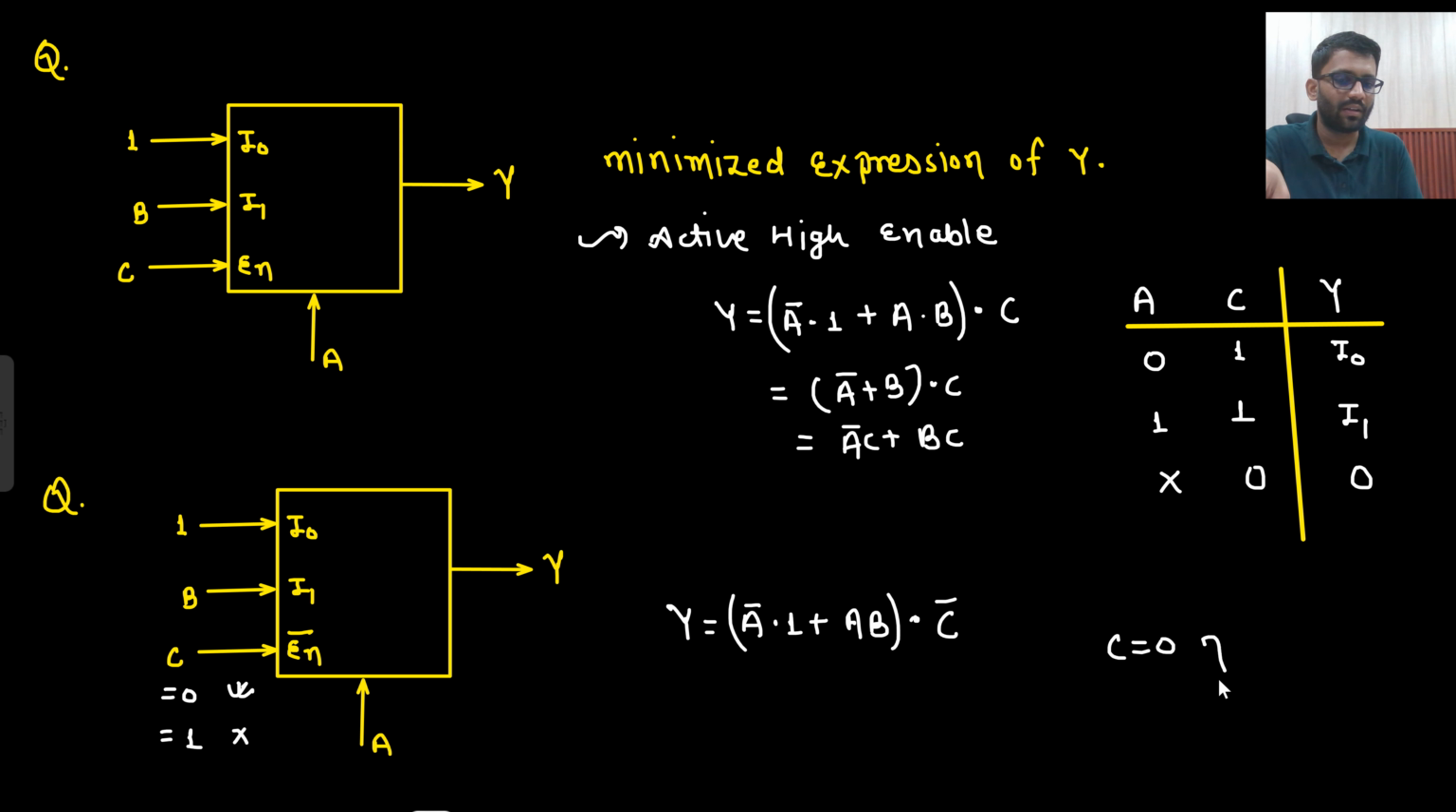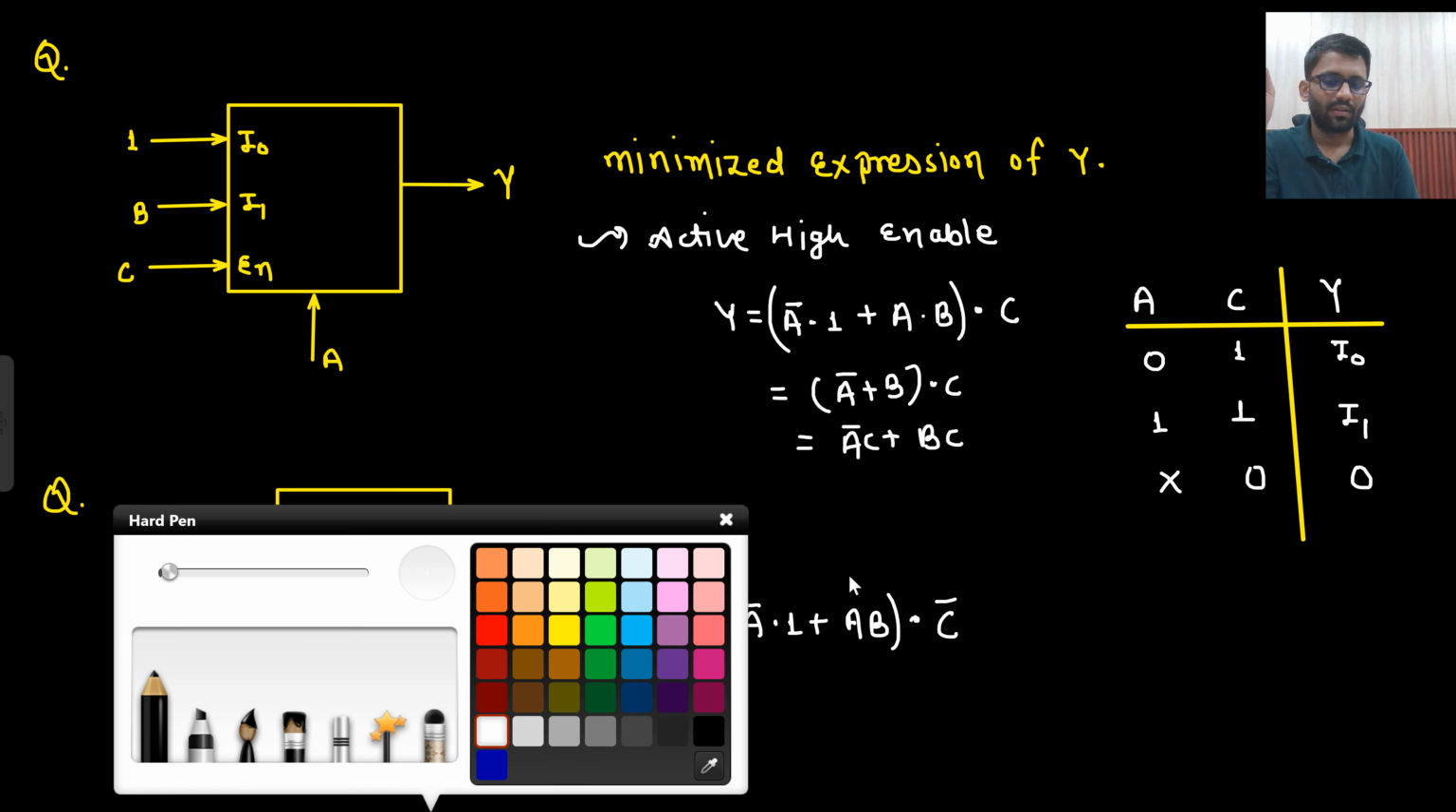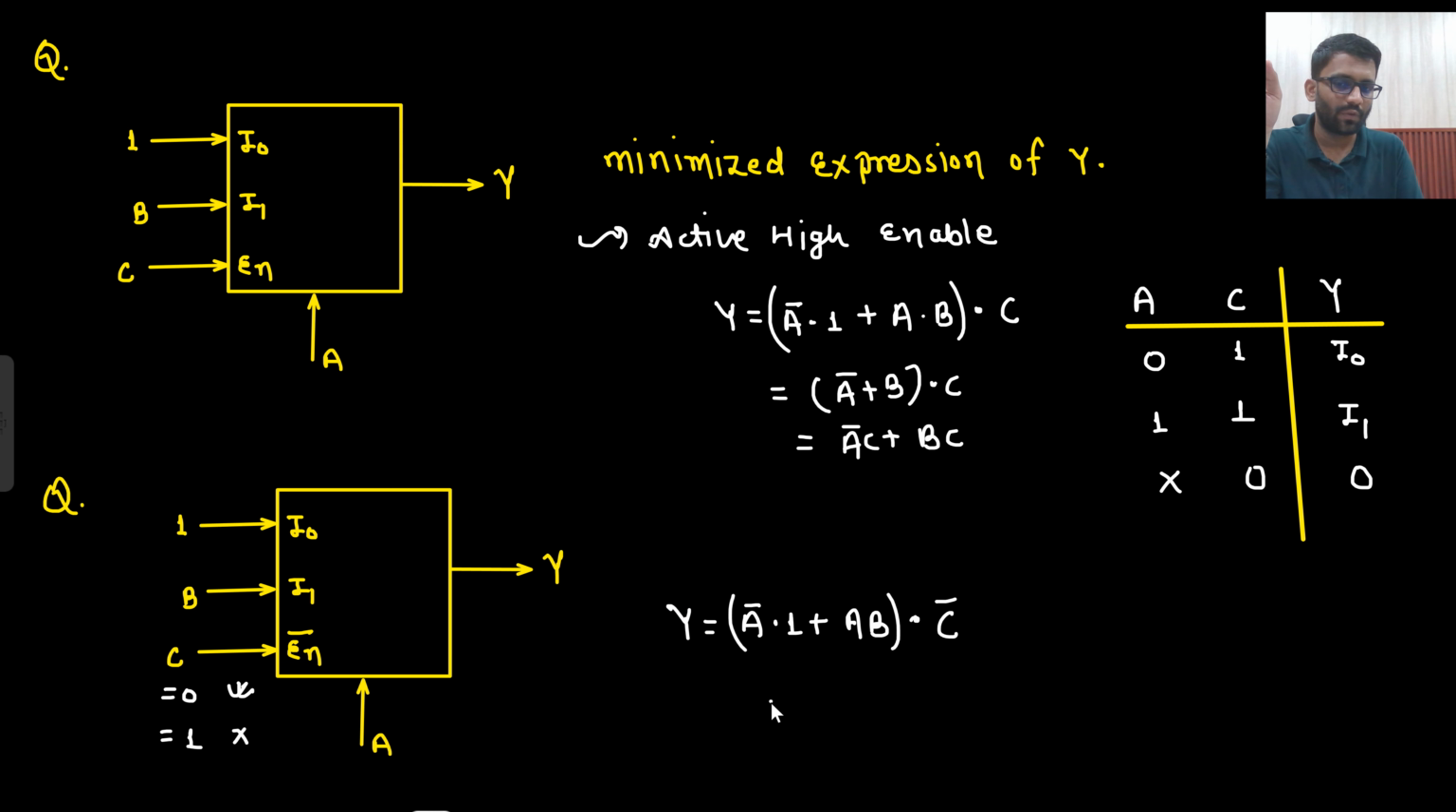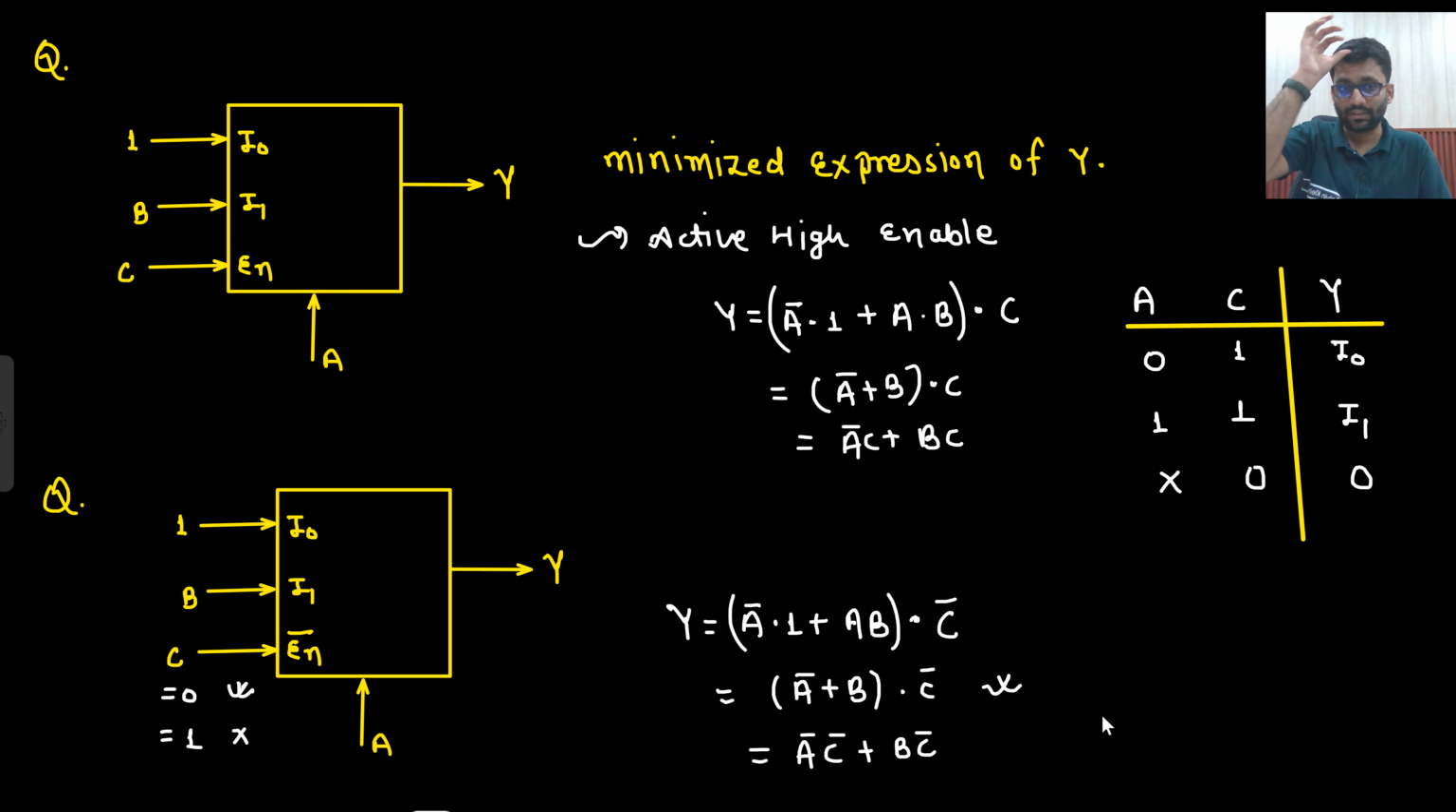So C equals 0 in min terms, how will you write it? C bar. So (A bar plus AB) dot C bar. And here also, if you put C equals to 0, what will you get? A bar plus AB, C equals to 0, so C bar will be 1. So this is what you get, and this is what you want. If C is 0, your circuit should be working. So here you will write C bar. Okay, and how can it be reduced? (A bar plus B) dot C bar. So it would be A bar C bar plus B C bar. Okay, so that's the final expression. So that is the meaning of enable button.